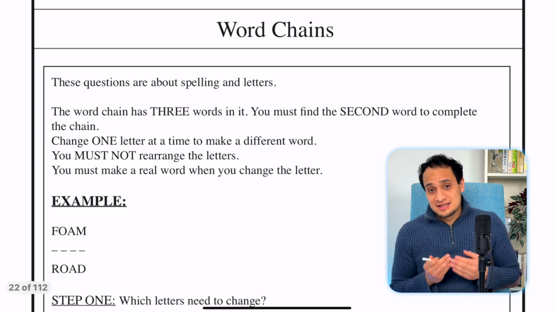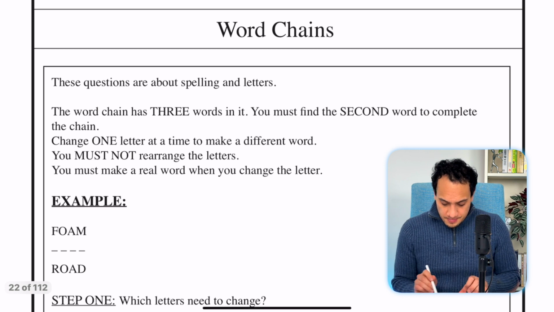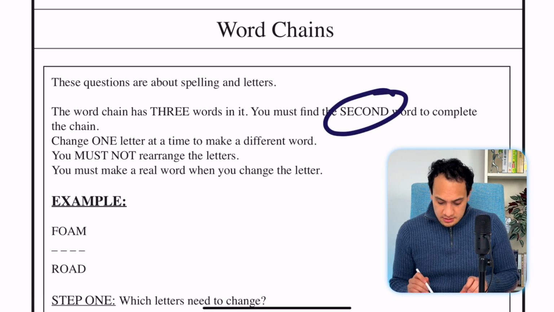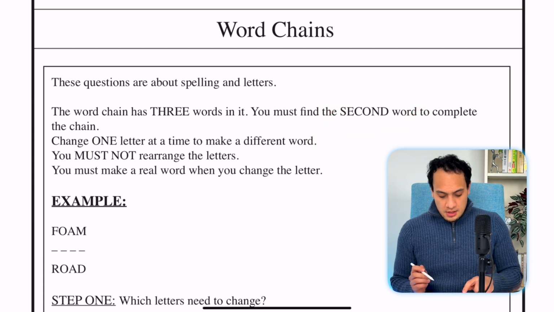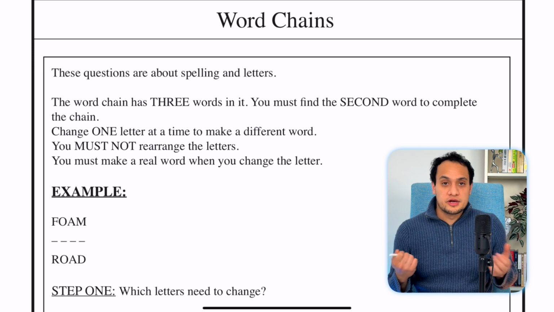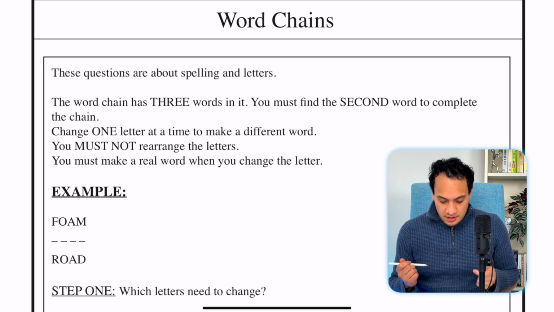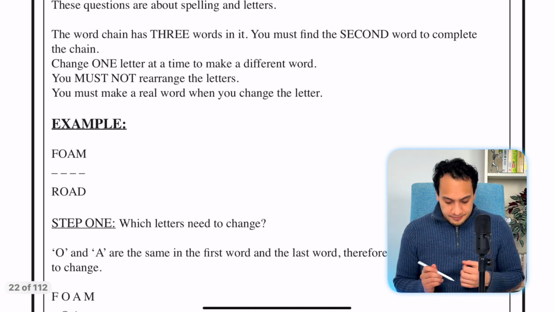A word chain typically has 3 words in it, so you find the second word to complete the chain. You change one letter at a time to make a different word, and you must not rearrange the letters. You must make a real word when you change the letter. So let's look at our example here.